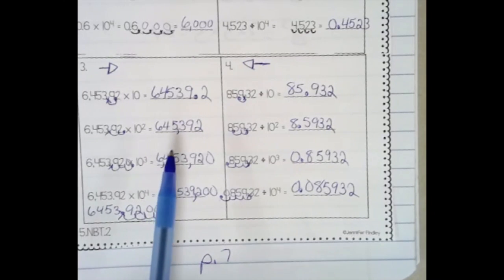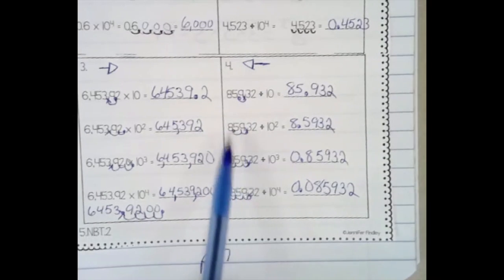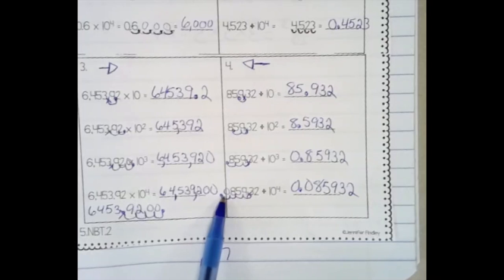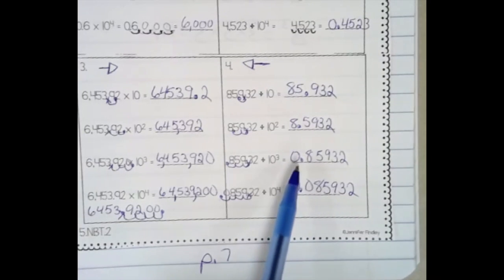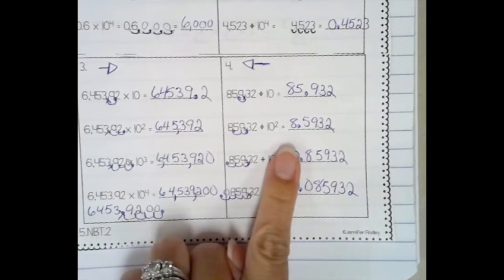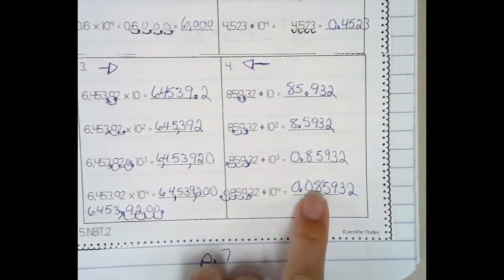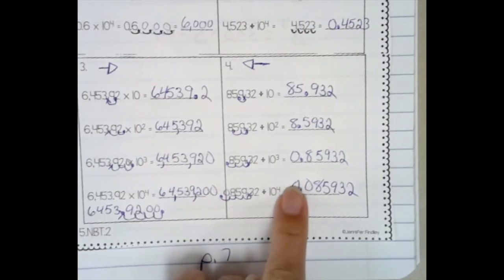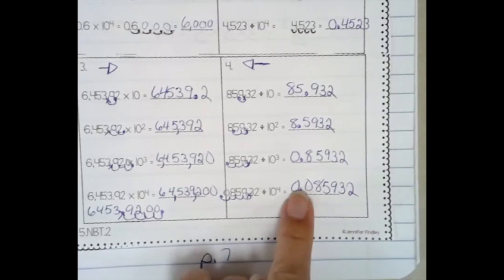And then for division, I moved the decimal left 1 time, 2 times, 3 times, and 4 times. I did have to add a placeholder here. These zeros, if you left off those zeros and you just put decimal 85932 on those last 2, that is still an acceptable answer. But you cannot forget this 0 here. You can eliminate the 0 in the front, but you can't eliminate the 0 between the decimal and the 8.